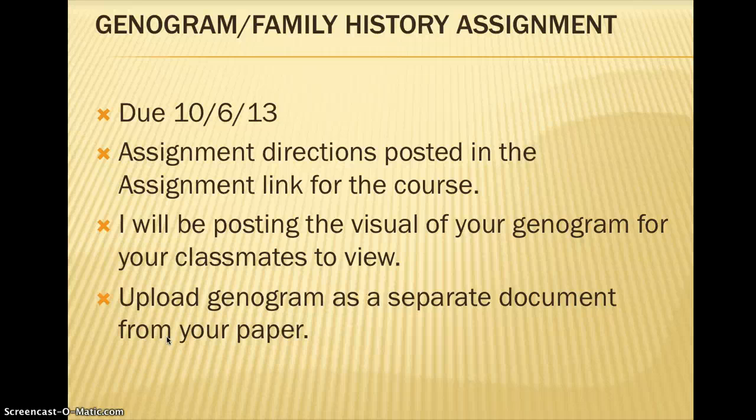So please make sure that you really spend some time to do that analysis, because it's one thing to present the information, but you want to say, what does it all mean? So I look forward to seeing your genograms and hearing your discussions on the ecomap. And as always, if there are any questions, please let me know.